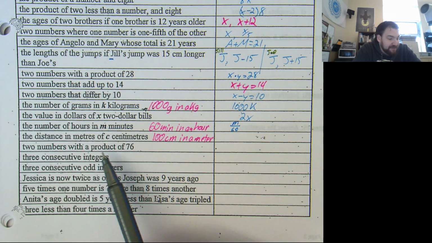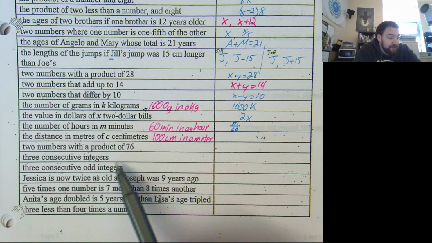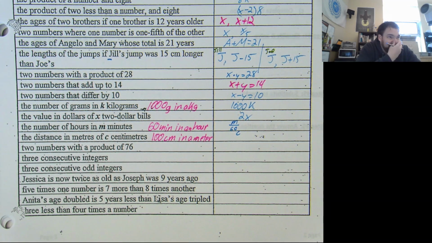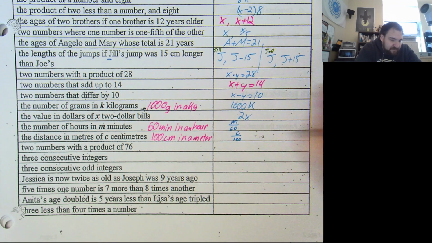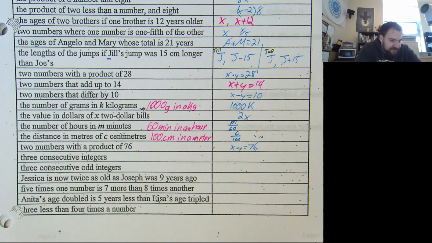The distance in meters of C centimeters, and there are 100 centimeters in a meter. This one's similar. If I have 200 centimeters, how many meters is that? It's 2. So how did we get there? We took our number of centimeters and divided by 100. Two numbers with a product of 76, so x times y equals 76. I'll skip those two and come back to them.